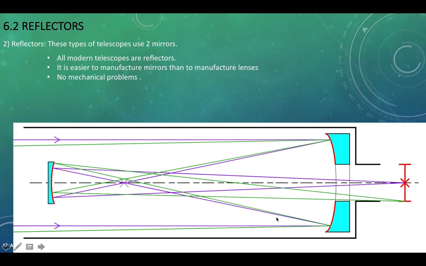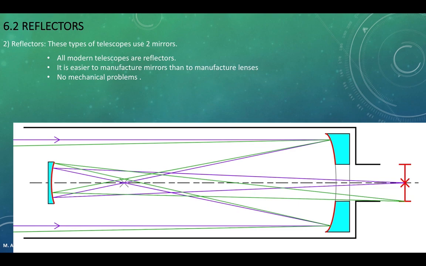It will reflect the light back to the second mirror. The second mirror will reflect the light again all the way to the eyepiece. In this region, you put the magnifier. It magnifies your image and it shows you what you are looking at. These are the reflectors.